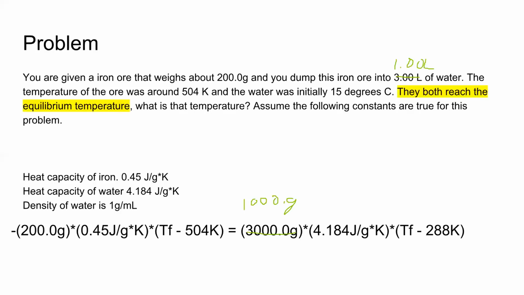1,000 grams. So then, 200 grams comes from the iron ore, 0.45 is the heat capacity, times the final temperature minus the 504 Kelvin. And then 1,000 grams, times 4.184 joules per gram times T final minus 288. Now then, here's an important thing. Heat capacity may have units of degrees C or Kelvin. I know that a lot of students in class always ask, do I need to convert?